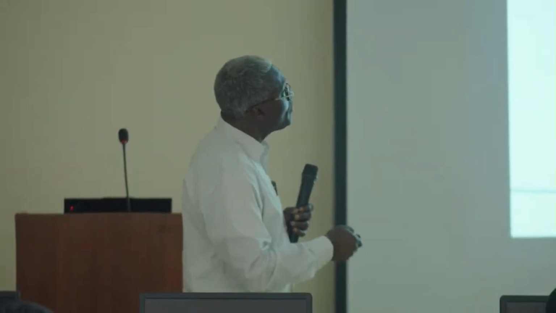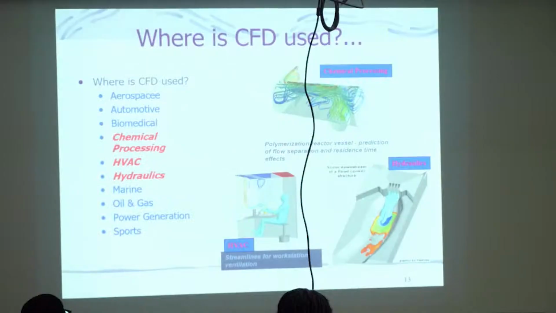In chemical processing, this is a schematic of a polymerization reactor vessel, and in it you can predict the flow and separation of the residence time effects within this system. In the process industry, when you have heat exchangers, you can use CFD to characterize the heat exchange between various fluids during the process.